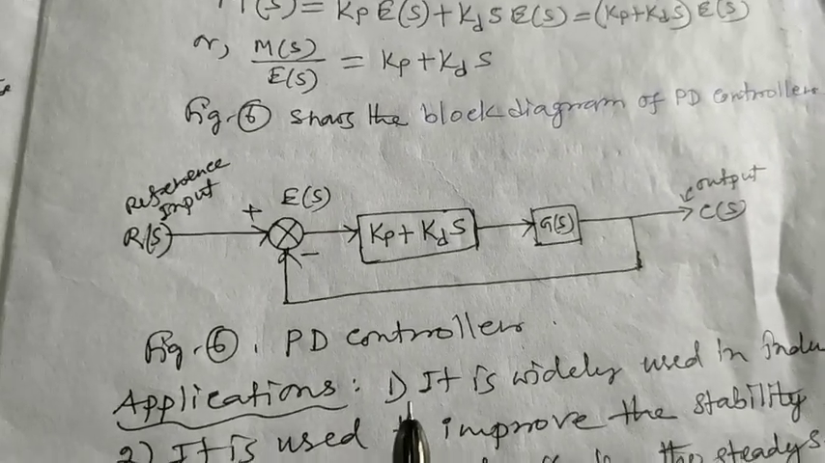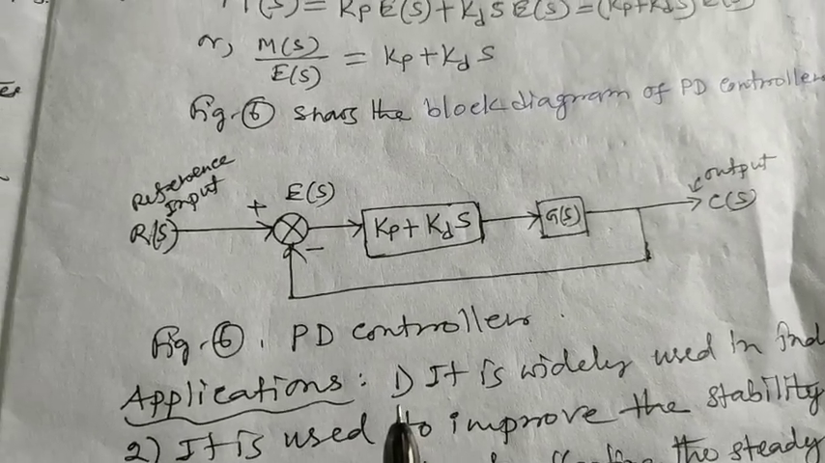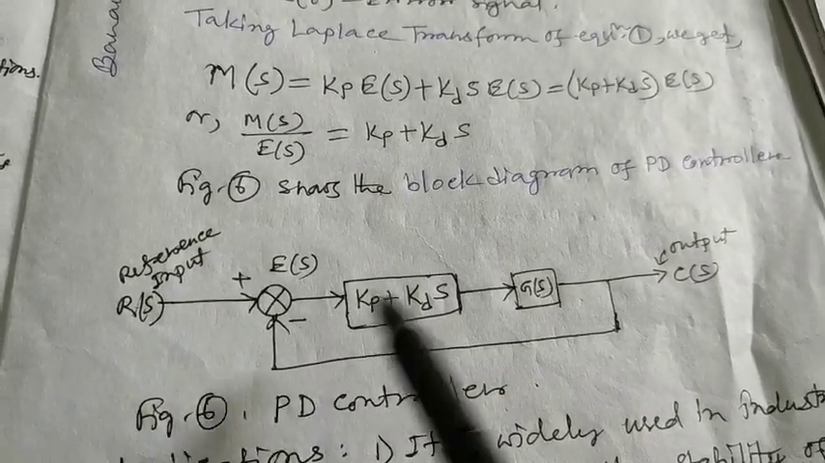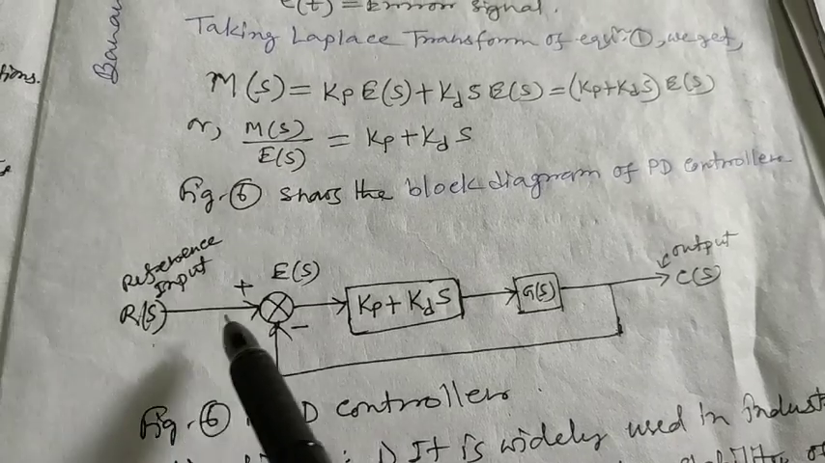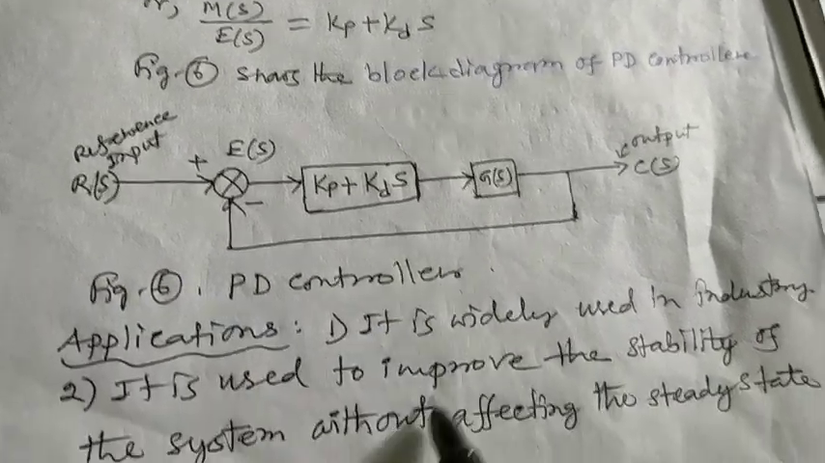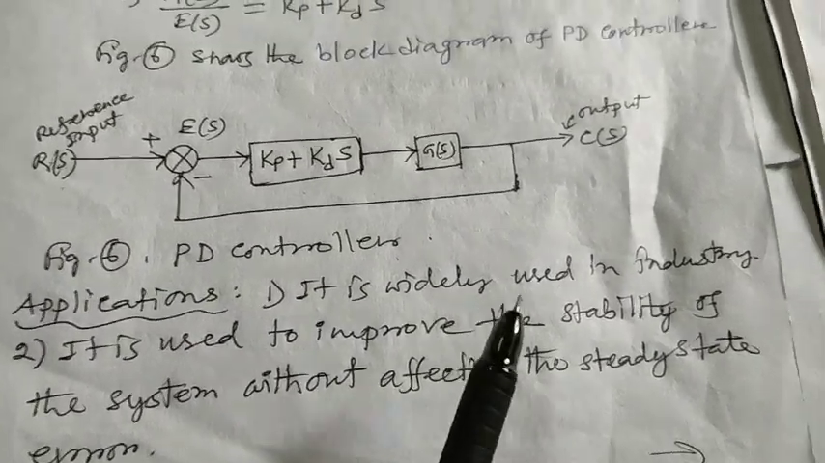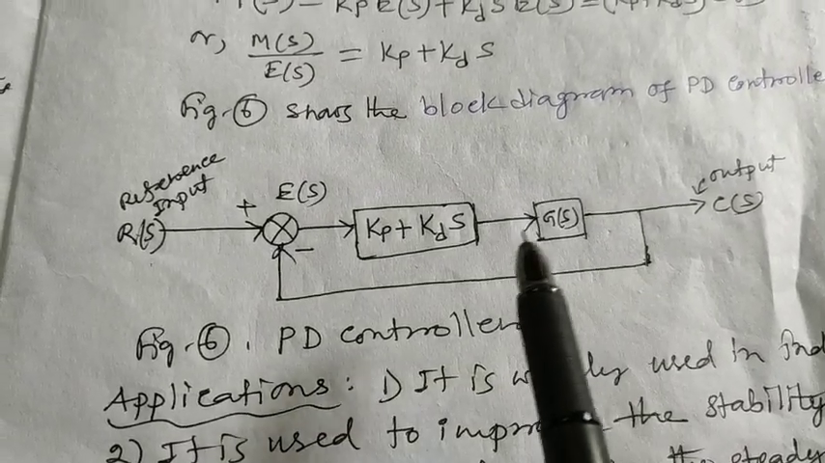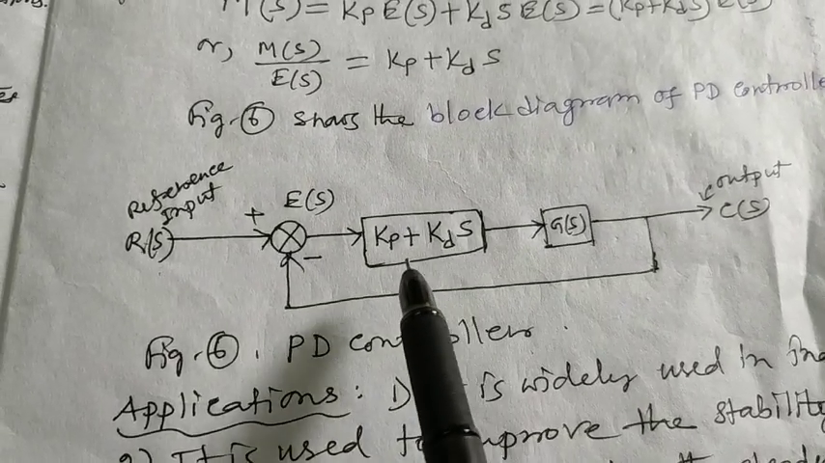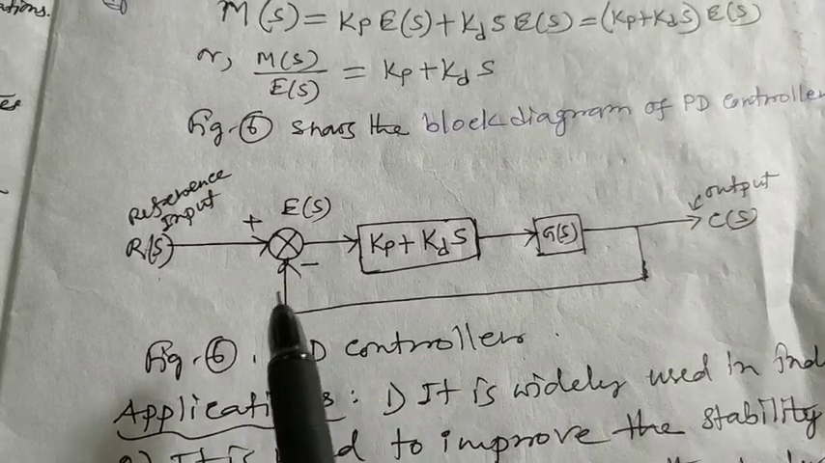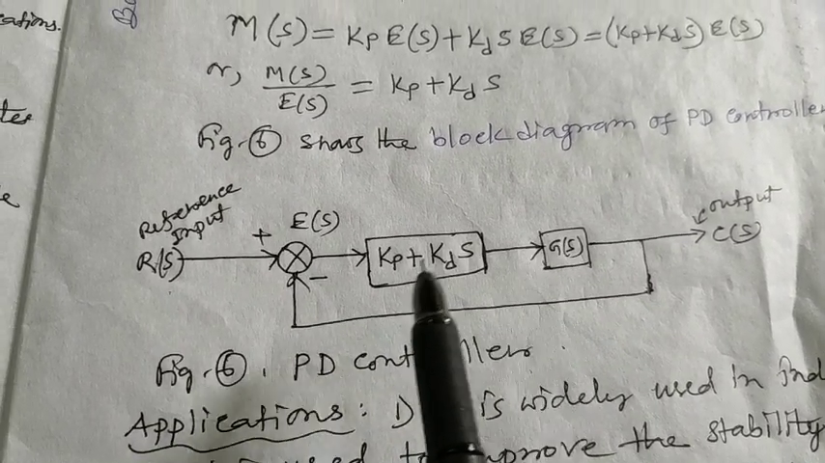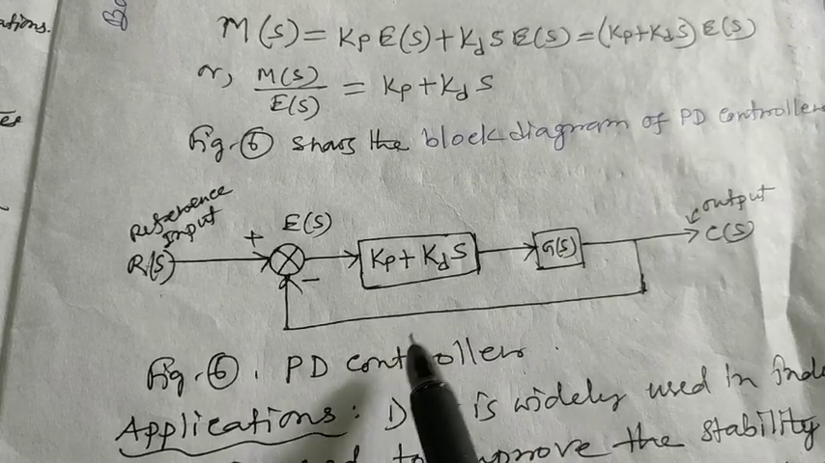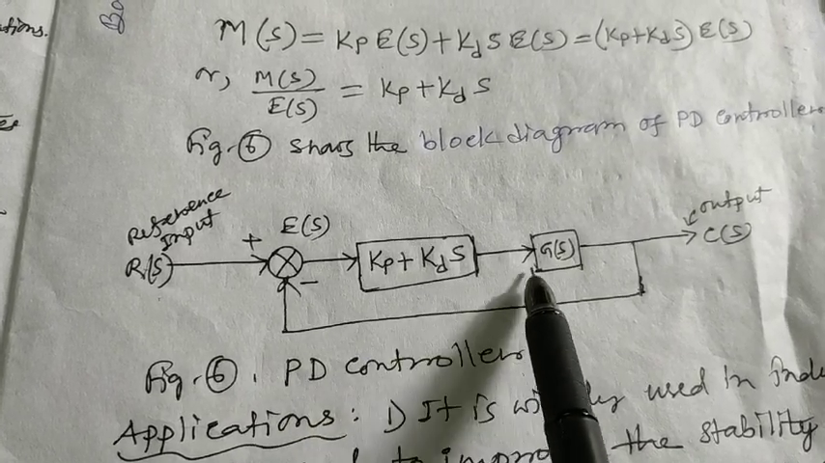What are the applications? You look at this picture. From the figure we can write C(s) by R(s) equal to G(s) by 1 plus G(s)H(s). So we can write C(s) by R(s) equal to (Kp plus Kd s) whole into G(s) divided by 1 plus (Kp plus Kd s) into G(s).